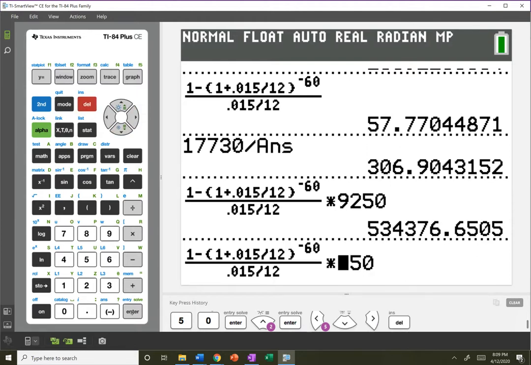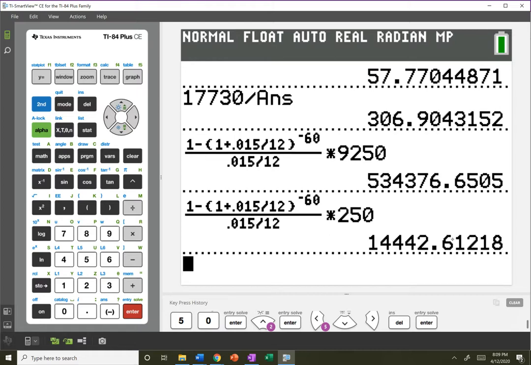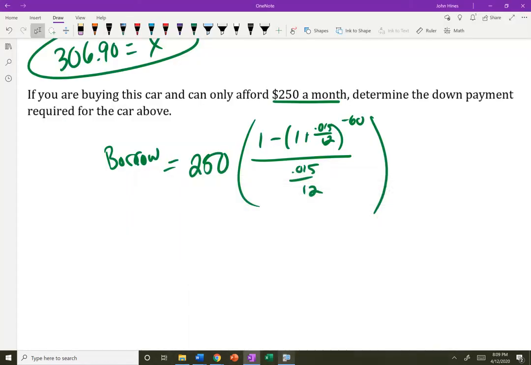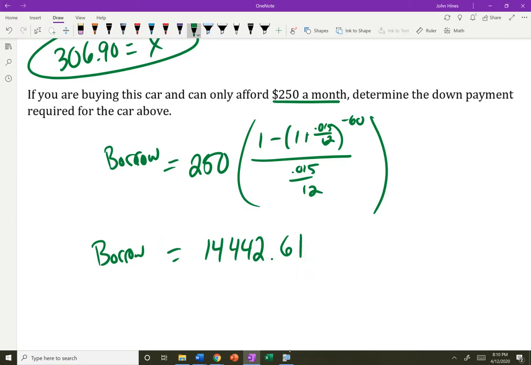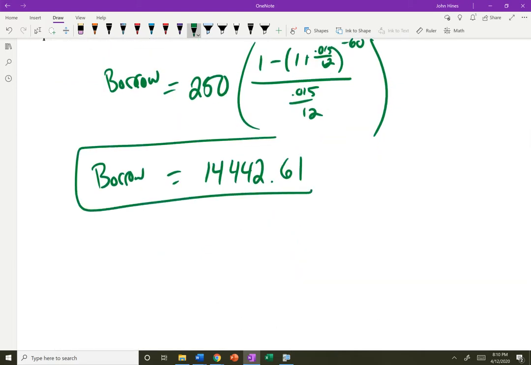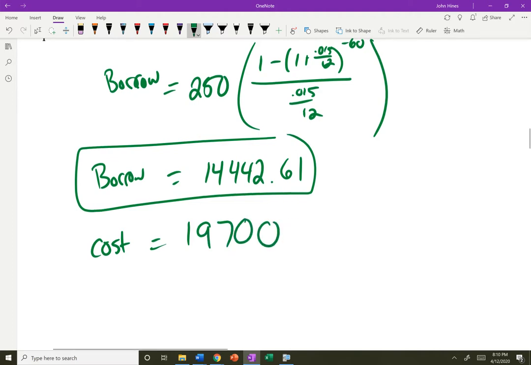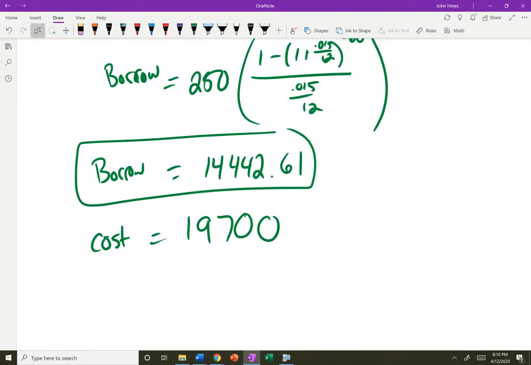This is how much money the bank will give me. The bank will give me $14,442. So what does this equal? I can borrow $14,442.61. That's how much the bank will give me. But my car cost $19,700. So the down payment is what do I need to pay up front to cover that difference.